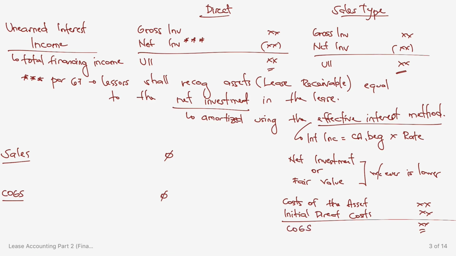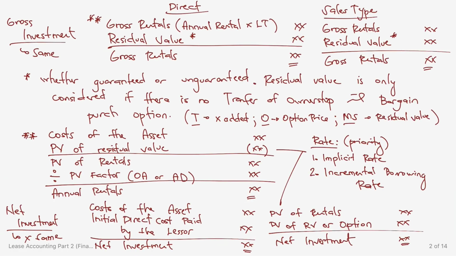Malinaw ba? So, may napansin ka ba? Yes, sir, may napansin ako. Anong napansin mo? Yung computation ng cost of goods sold dito sa sales type lease, same yan sa computation ng net investment under the direct finance lease. Malinaw ba? So, magkaiba ngayon ang treatment natin ng initial direct cost. Under the direct finance lease, initial direct cost is capitalized as part of the lease receivable because net investment is the initial measurement of the lease receivable, and amortized over the lease term.